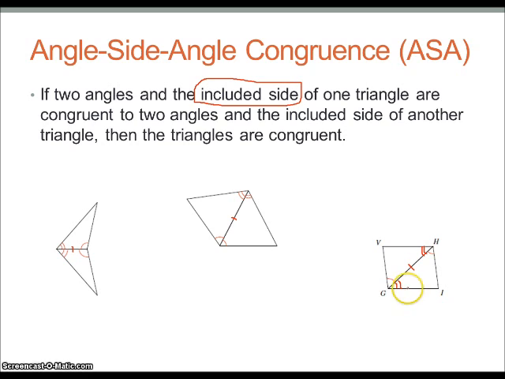It's important. So if we want these angles to be congruent, we could write that as angle VHG has to be congruent to angle IGH. Right? We have angle H in the middle, G in the middle over here.